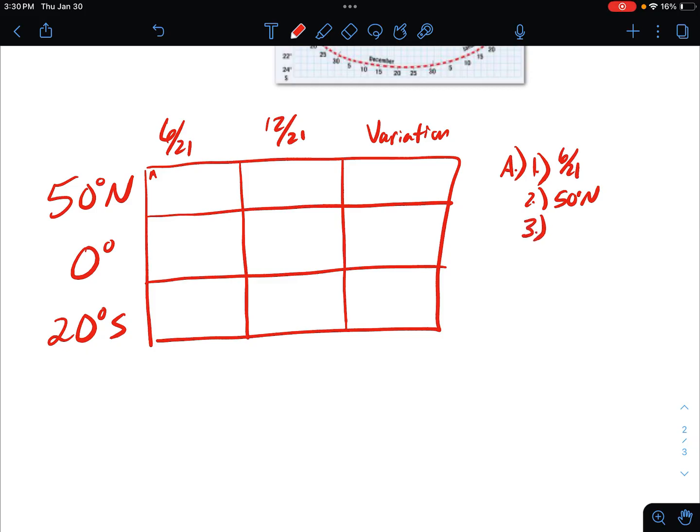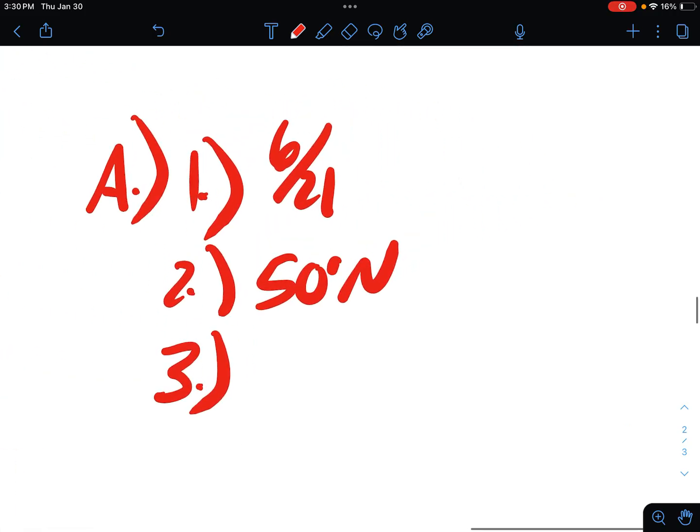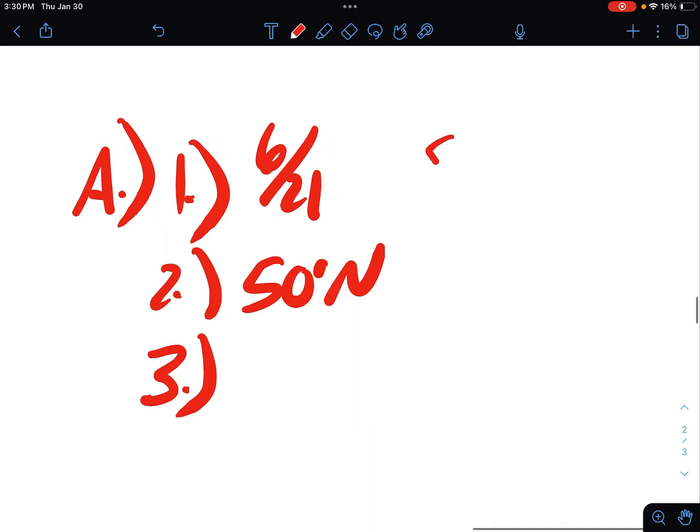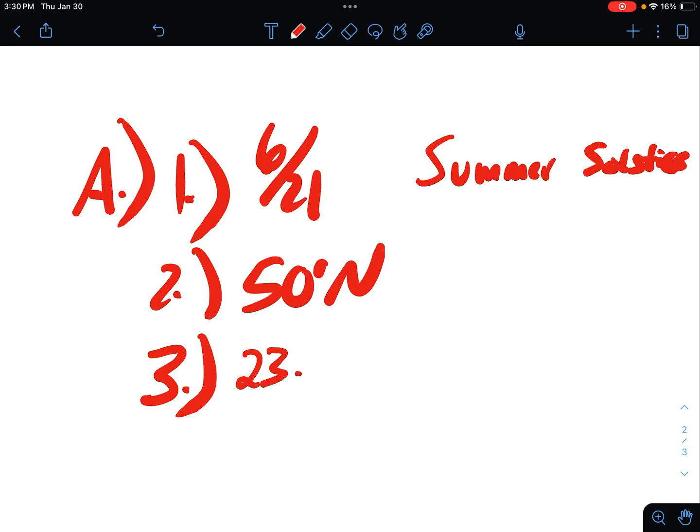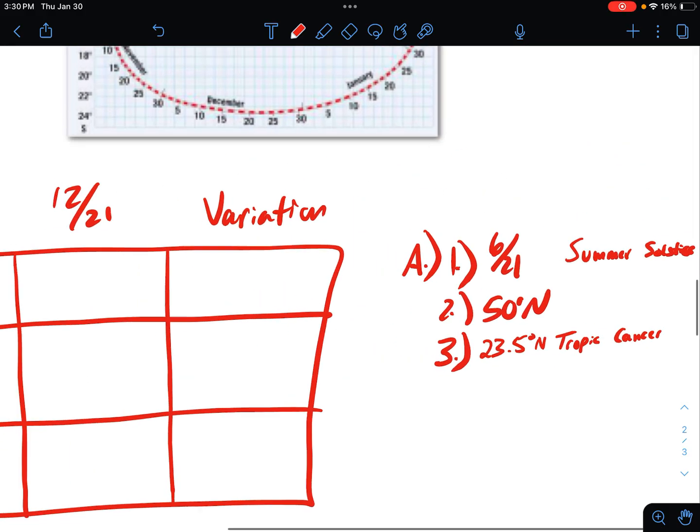Step 3 is the hard part. We need to know where on Earth is the sun directly overhead. Okay, so here's the key for this. On June 21st, this is called the summer solstice. And in our notes that I gave you, I told you that on the summer solstice, that means the northern hemisphere is tilted towards the sun, which means that the sun is directly above the Tropic of Cancer, 23.5 degrees north latitude. So that is the answer to the third part on that.